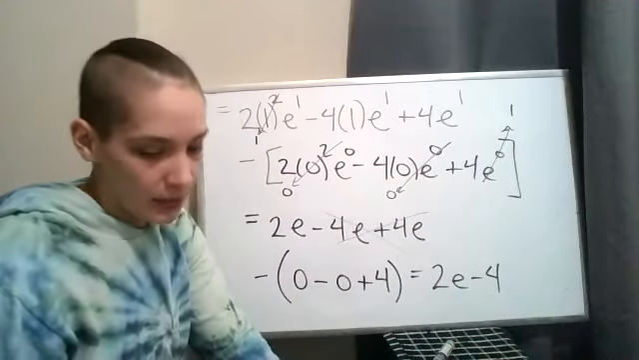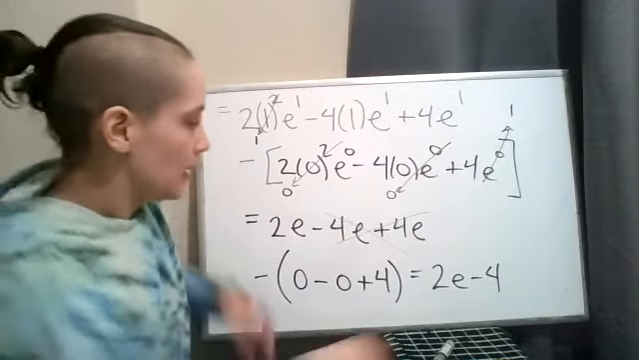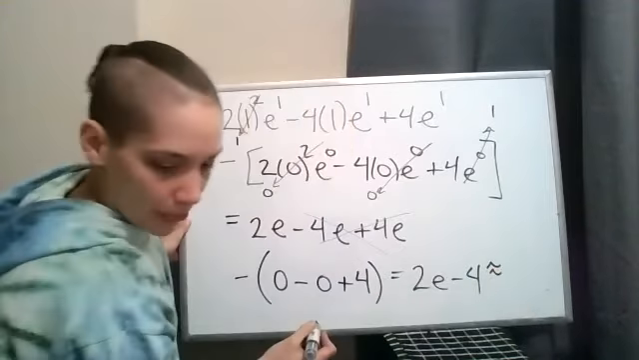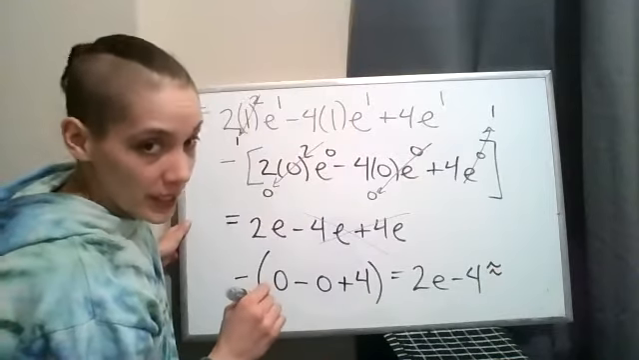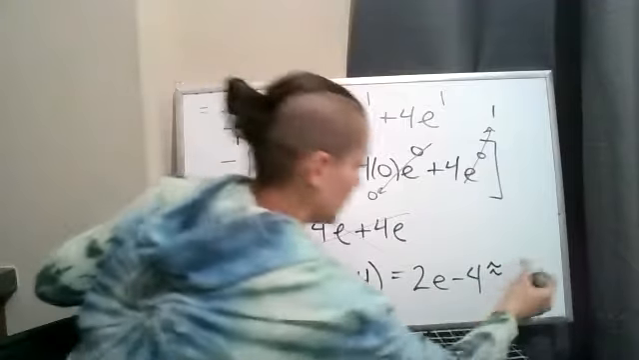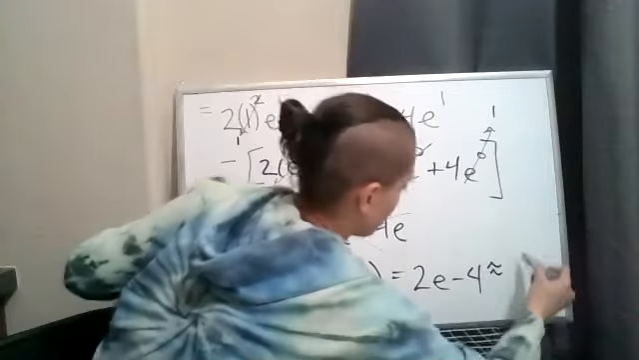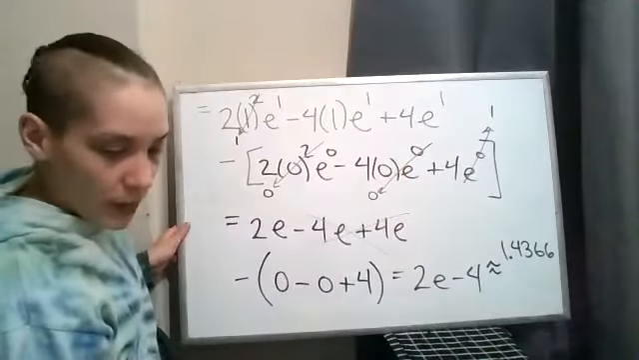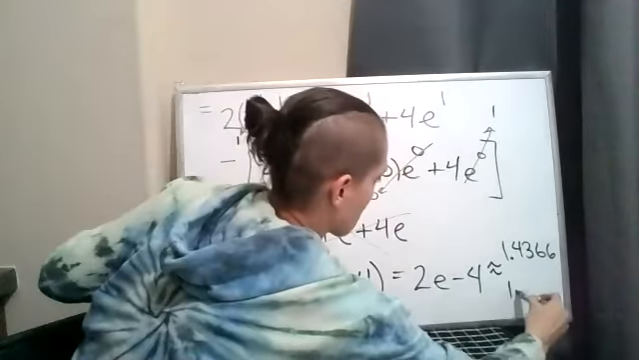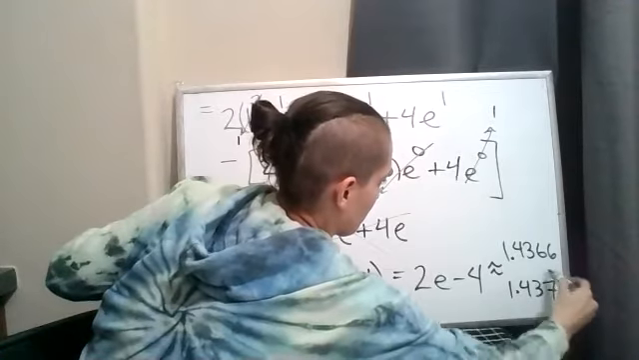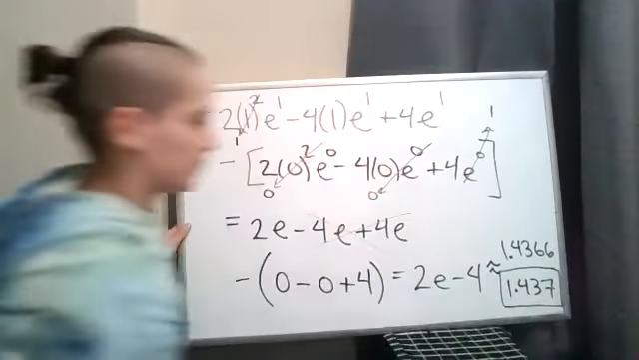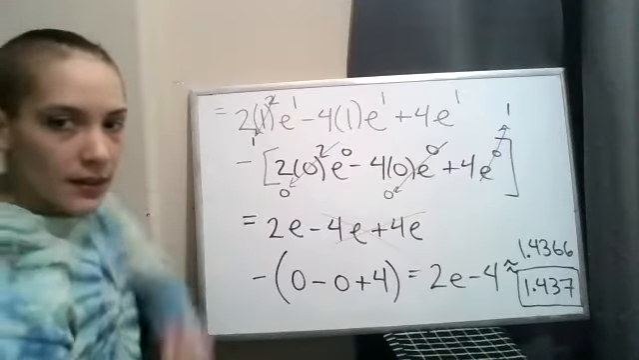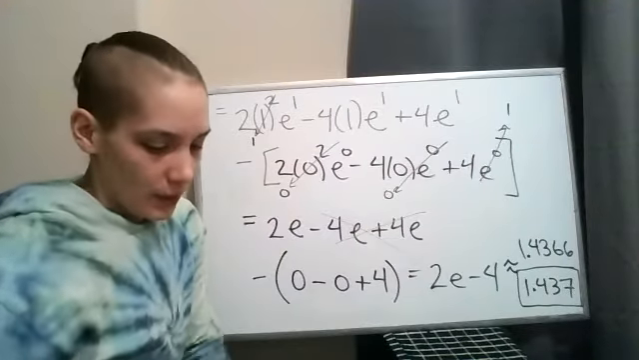And I put that in a calculator, rounded it to 3 decimal places. So first I got 1.4366, and then round to 3 decimal places. Actually, yes, like your homework. So it's 1.437. All right, one more like this.